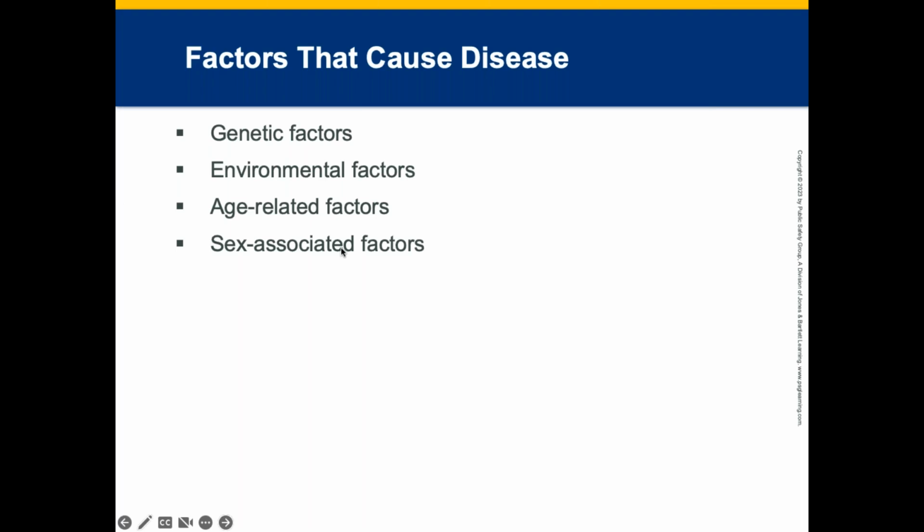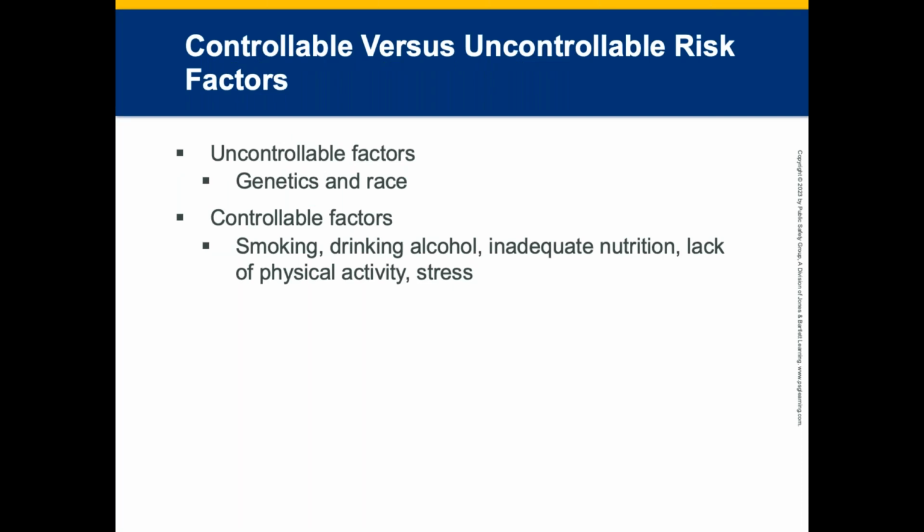Some other factors that cause disease would be genetic, environmental, age-related, and sex-associated factors that can cause or contribute to the disease itself. Uncontrollable factors would be genetics and race. Controllable factors would be smoking, alcohol intake, inadequate nutrition, lack of physical activity, and stress.